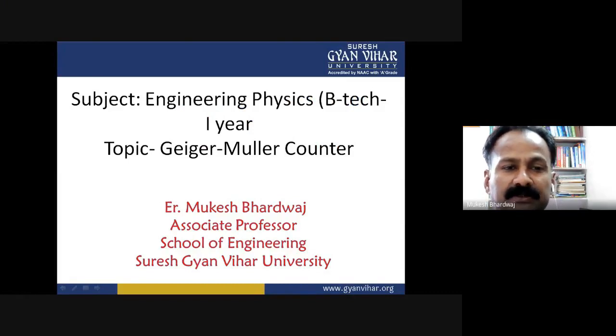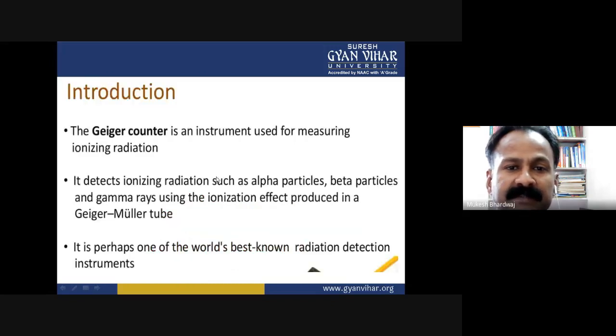I'm Mukesh Bhardwaj, going to deliver a topic, Geiger Muller counter, in engineering physics, BTech first year engineering. So Geiger Muller counter is basically an instrument used for measuring ionizing radiation, or basically we can say that it's a nuclear instrument. It detects ionizing radiation such as alpha particles, beta particles, and gamma rays using the ionization effect produced in the Geiger Muller tube. It is perhaps one of the world's best radiation detection instruments.